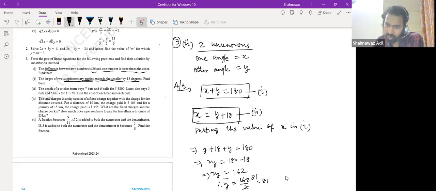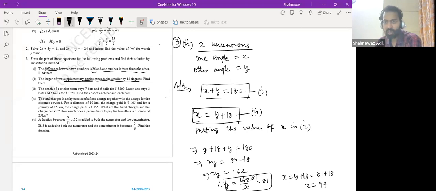Right, y is 81, so x is y plus 18, which is 81 plus 18, which is 99. Right, so 81 degrees and 99 degrees. Any doubt in this question? No. Okay, so please note it down and then we will do the third question.